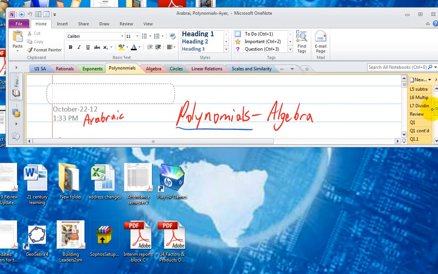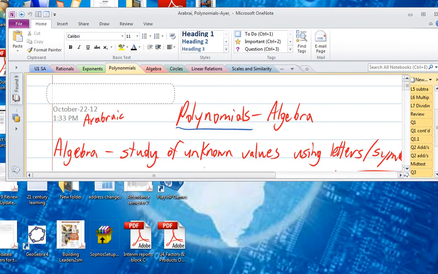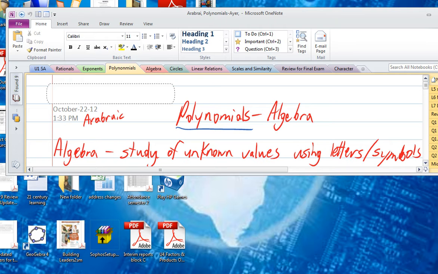Okay, so let's start. Polynomials, algebra is your title. Algebra is actually Arabic. Most of it was started in a different language and then brought into English. It was a long, long time ago when it started. It's not a new thing; it's an old thing. It's basically the study of unknown values using symbols, which we now use letters. We use a whole bunch of different symbols, mostly X and Y, which you're pretty familiar with.